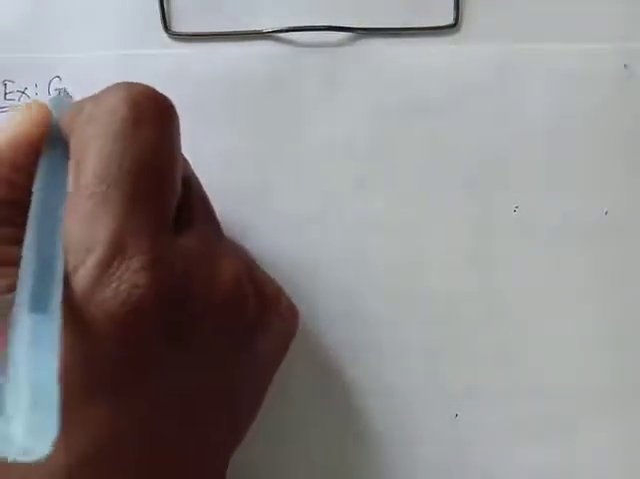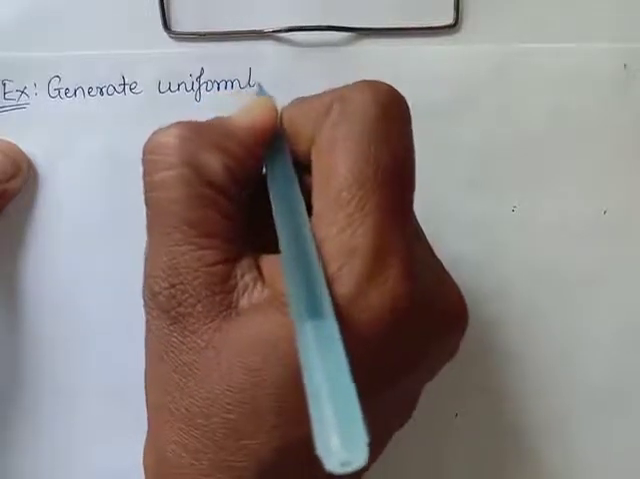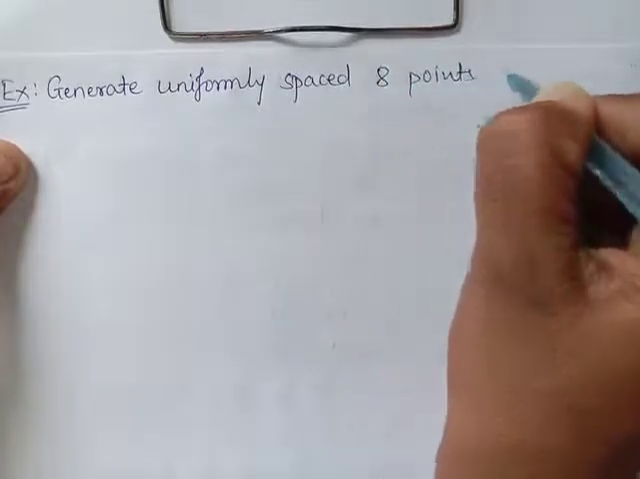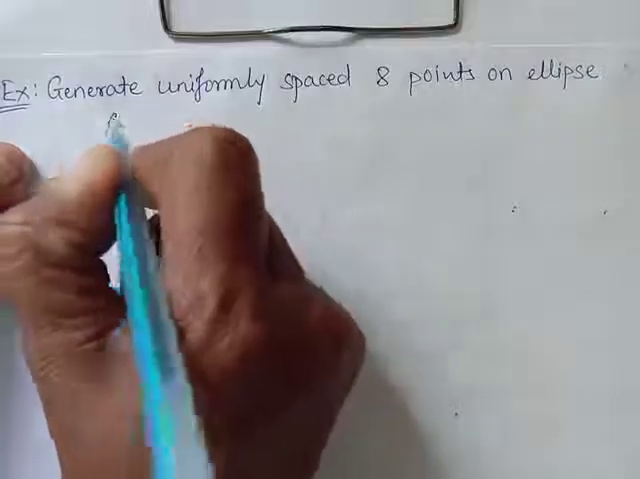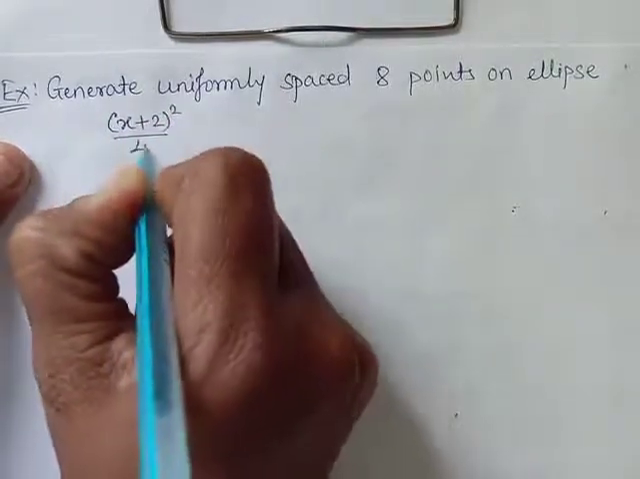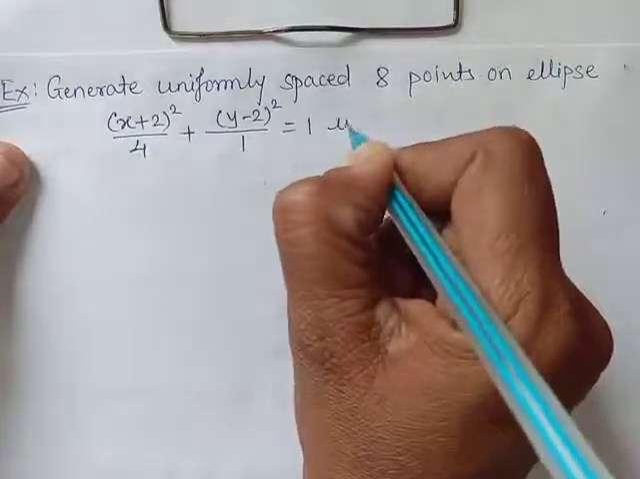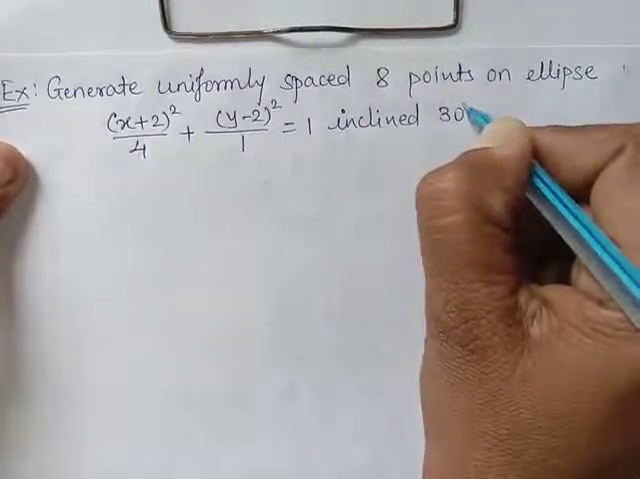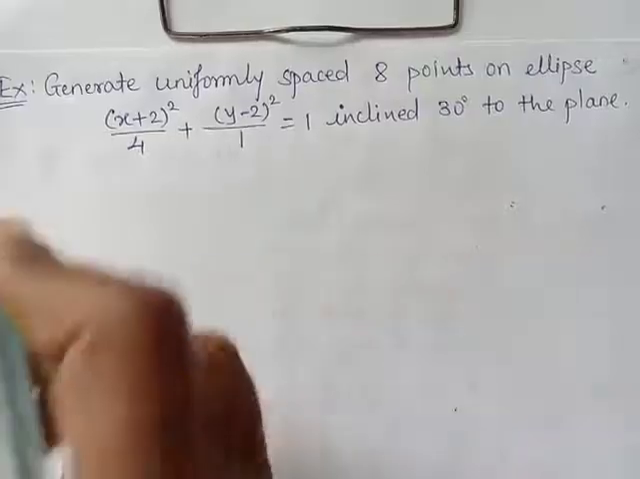Example: generate uniformly spaced eight points on the ellipse (x plus 2) square upon 4 plus (y minus 2) square upon 1 equal to 1, inclined at 30 degree to the plane. This is the question. So now the solution.